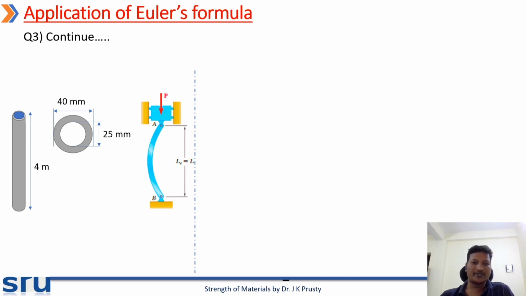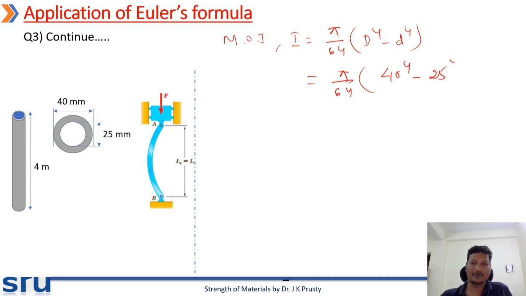So the moment of inertia of the tube, I is equal to pi by 64. This is the hollow section, so capital D to the fourth minus small d to the fourth. We know this formula. So pi by 64 into D to the fourth minus d to the fourth. This value we are getting is 10,106,500 mm.